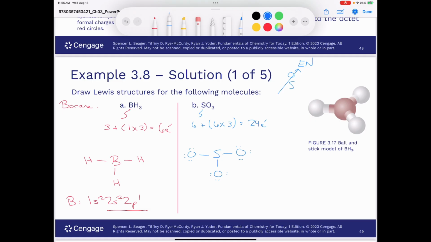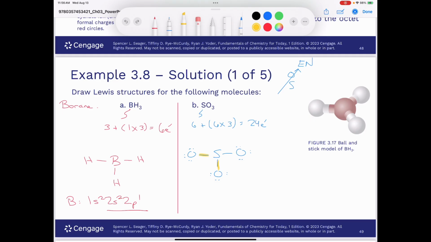Okay, so now that we've done that, we've used up a total of 1, 2, 3, 4, 5, 6, 7, 8, 9, 10, 11, 12, 13, 14, 15, 16, 17, 18, 19, 20, 21, 22, 23, 24. So you can see that we have used up all of the electrons, and each one of the oxygens is surrounded by 1, 2, 3, 4, 5, 6, 7, 8 electrons. However, the sulfur is not surrounded by 8 electrons. It's only surrounded by 1, 2, 3, 4, 5, 6.